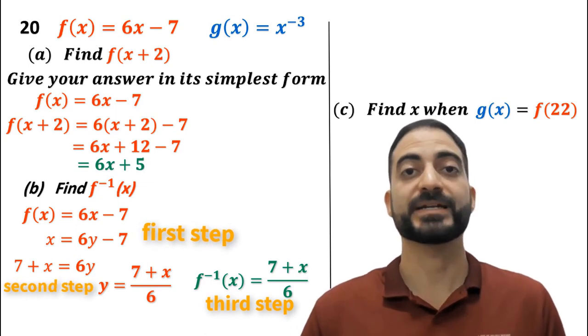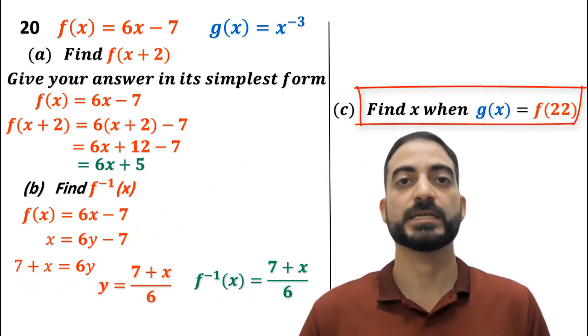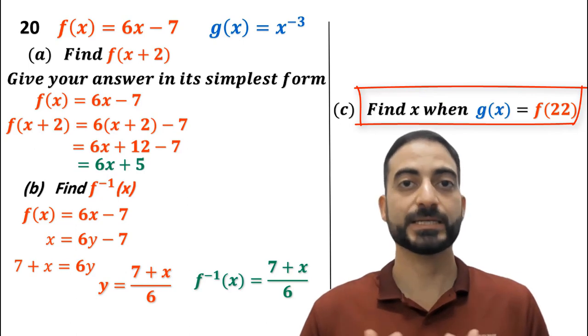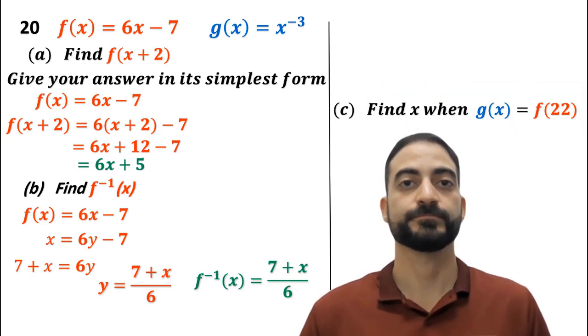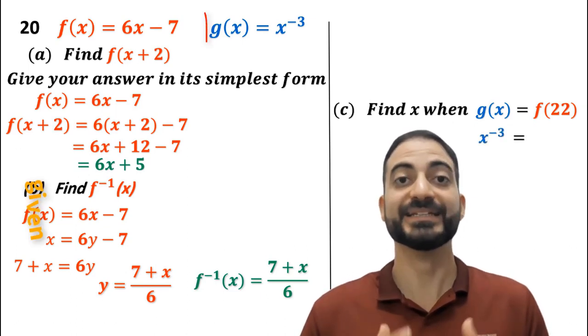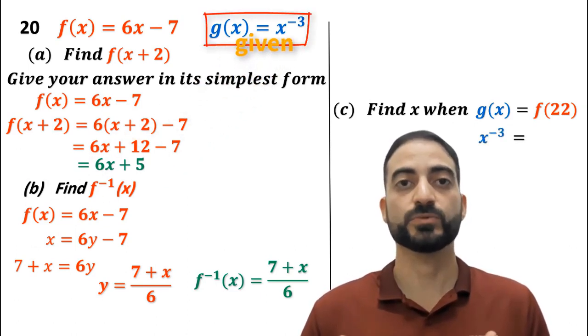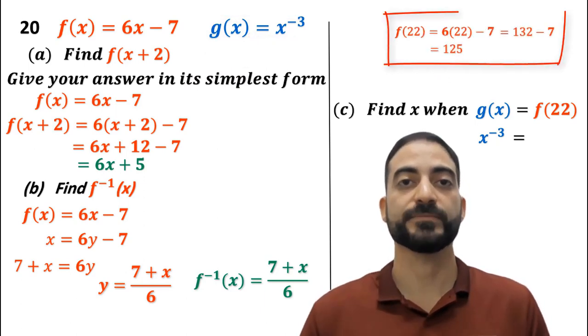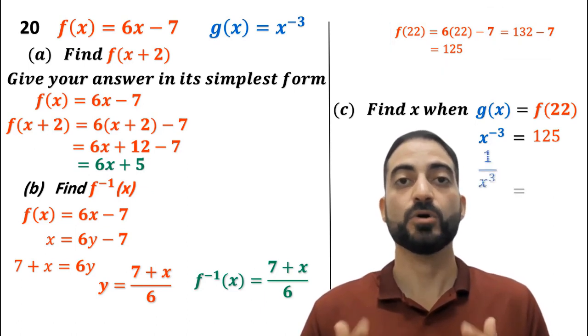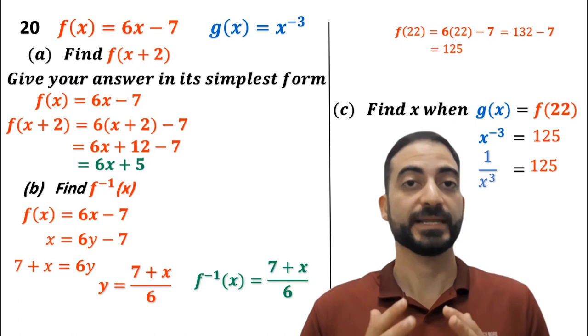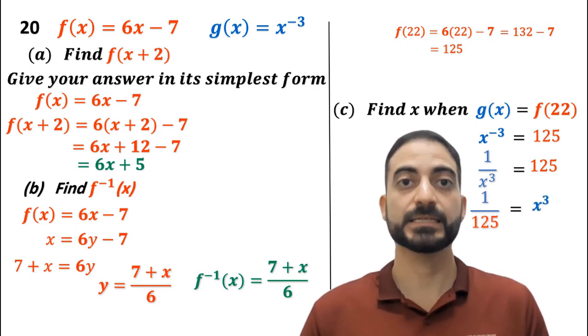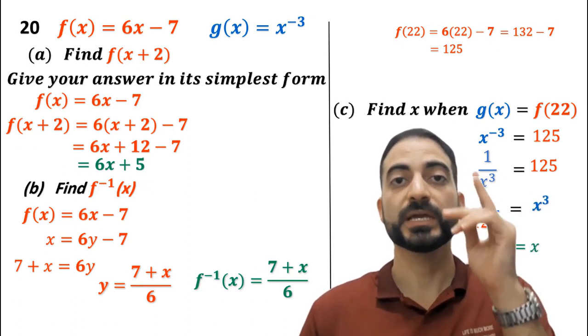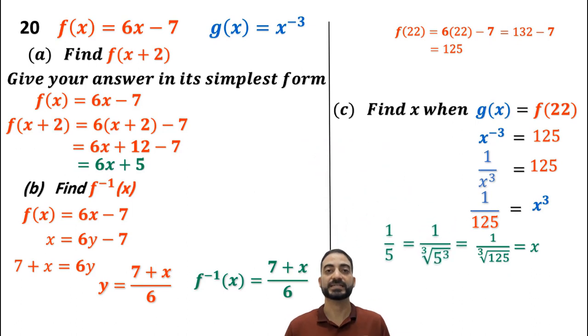We now move to part C. Find x when g(x) equals f(2) squared. Quite simply, in place of g(x), we put its expression from the given. And in place of f(2) squared, we put the answer which we get in this way. x to the power of minus 3 is equal to 1 over x cubed. And in order to get x, we take the cube root and we get the answer for x.